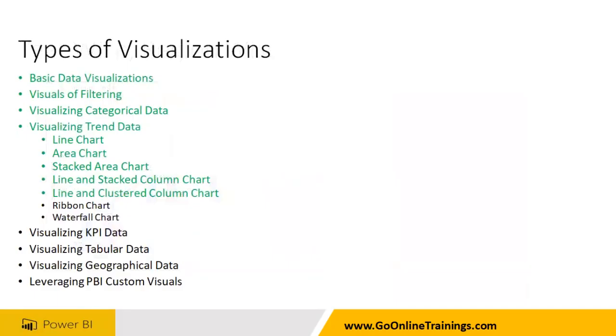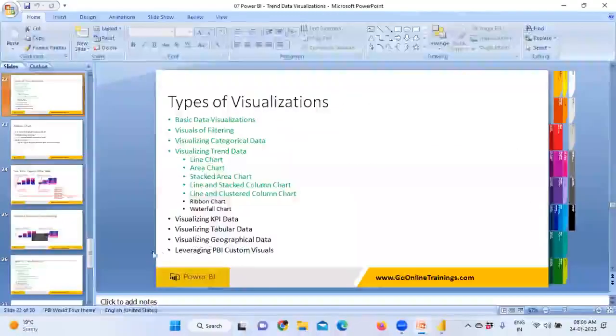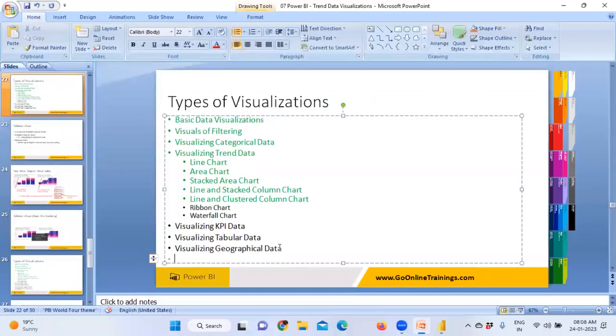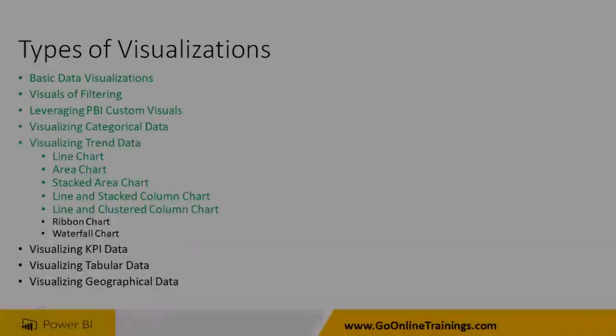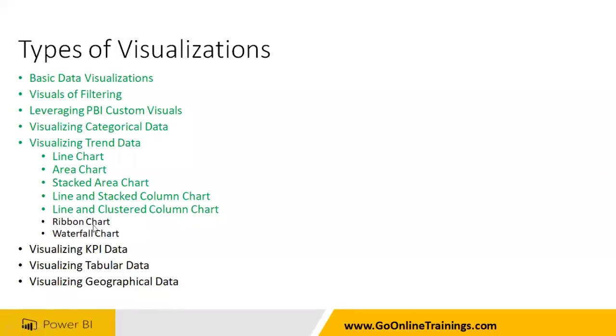So the next one is called a ribbon chart. Tomorrow we'll talk about ribbon chart and waterfall chart. These are very, very good and very, very interesting. Once that is done, then we'll be talking about KPI data, then tabular model data. Leveraging means getting visuals from online, so that has been discussed already. And tomorrow we'll talk about ribbon chart and waterfall chart. Then if time permits, we'll talk about KPI data, tabular model data, then geography data. You have to have 3 more classes to complete this.